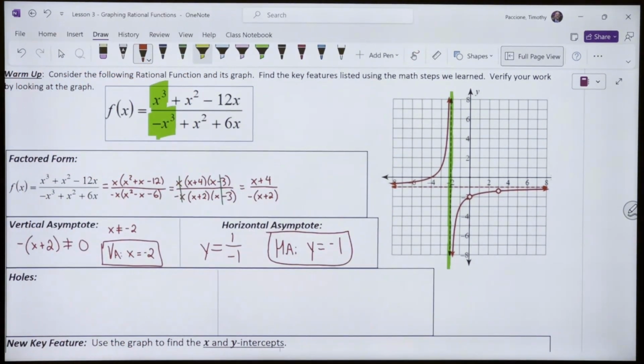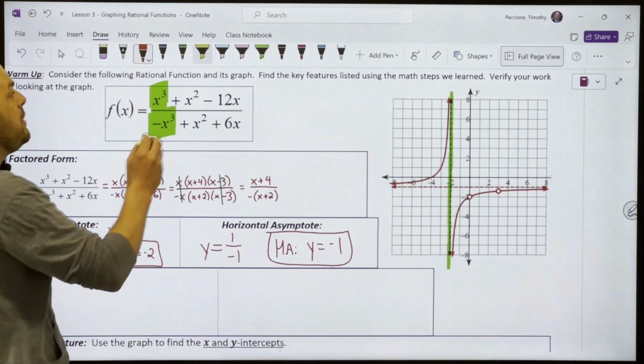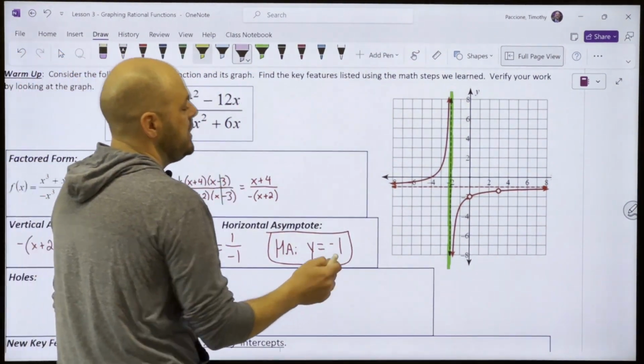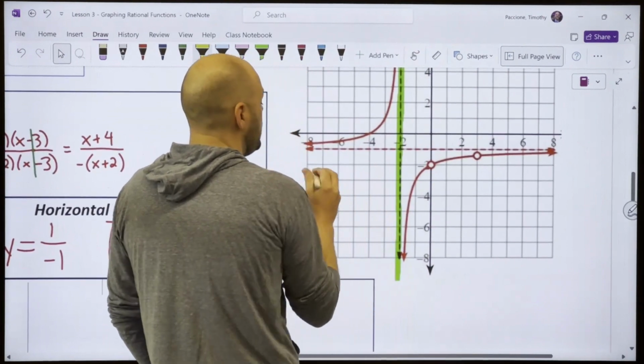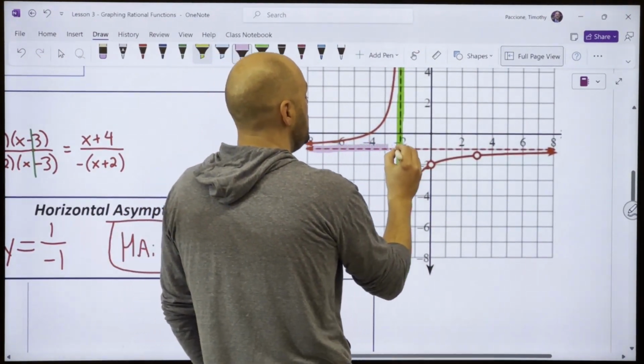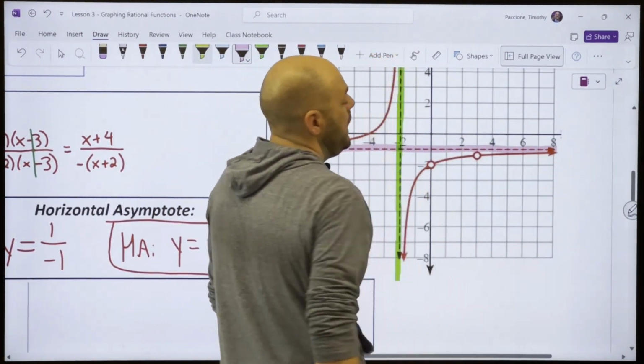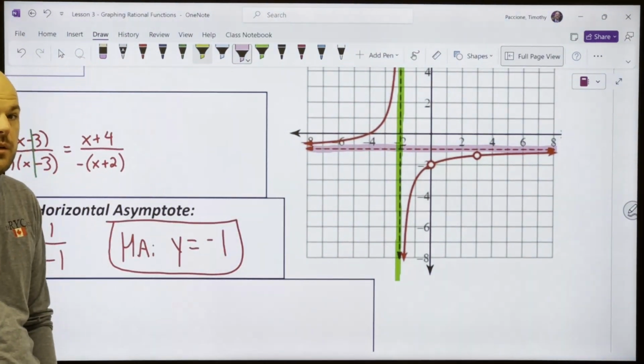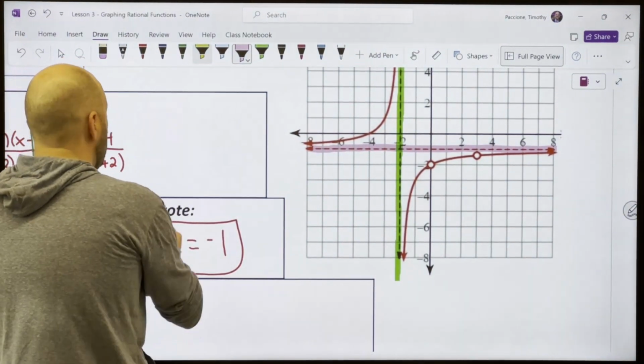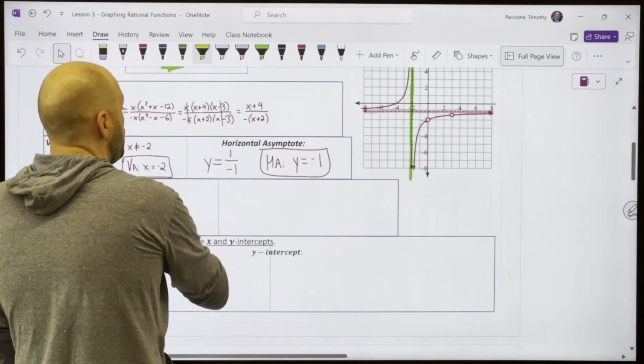So that means I have a line going across at y equals negative 1. Let me see if that's true. I look over at the graph, go down to negative 1, and there is indeed a horizontal asymptote there. Now, what I do next is look for my holes.